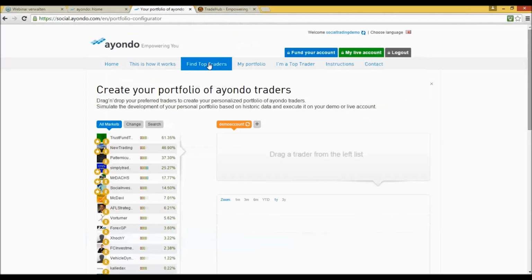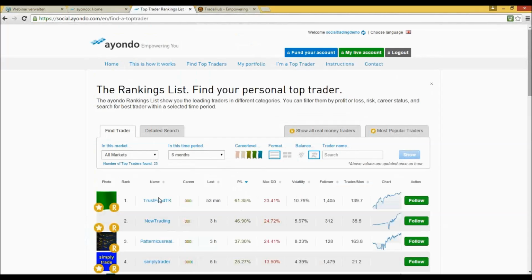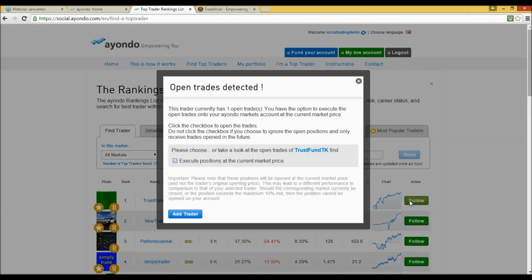So let's go back and find the top trader that we wanted. I wanted Trust Fund TK. Now there's various ways you can add a top trader to your portfolio. The easiest way is by simply going to Find Top Traders, clicking on it, and then pressing the Follow button here.